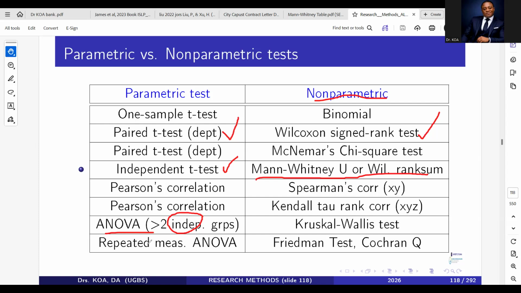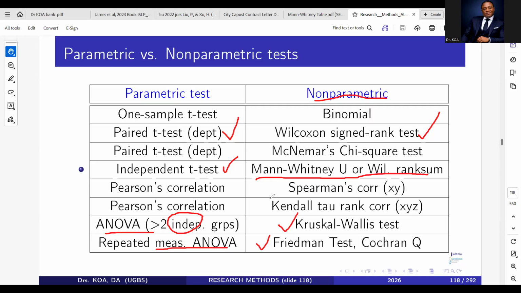Otherwise, we use repeated ANOVA. We use ANOVA, independent ANOVA, or repeated ANOVA, which is also called dependent ANOVA. But if the data is not normally distributed, you use a Kruskal-Wallis test or a Friedman test. So anything on the left, the non-parametric equivalent is what is on the right.